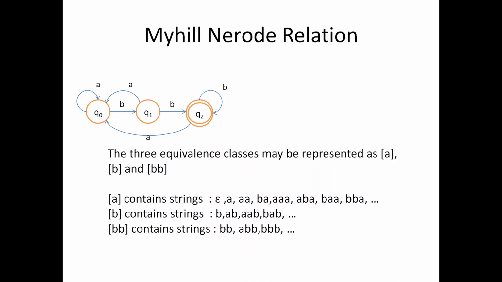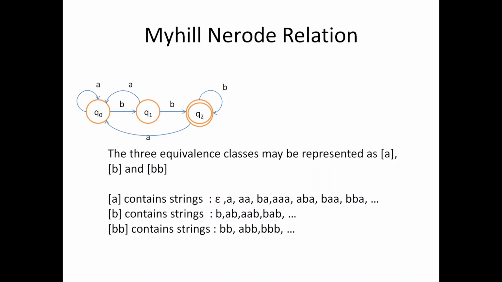For this particular DFA, since we have three states, we can partition the strings, represented by sigma star, into three equivalence classes corresponding to states Q0, Q1 and Q2. The equivalence class corresponding to Q0 denotes all those strings that will end up in Q0. The equivalence class corresponding to Q1 represents all the strings that will end up in Q1, and the equivalence class for Q2 represents all the strings that will end up in Q2.